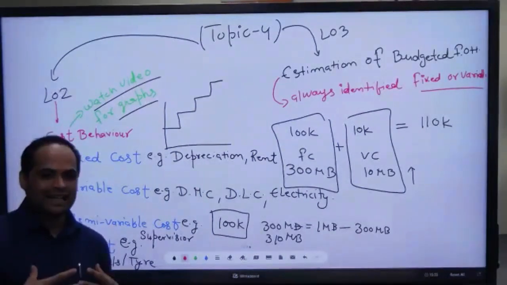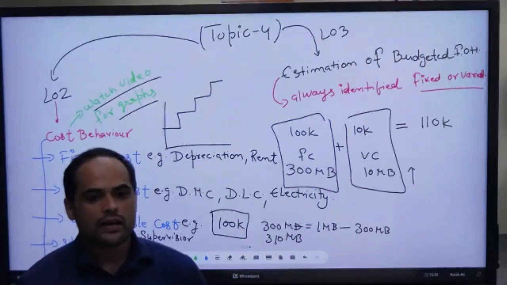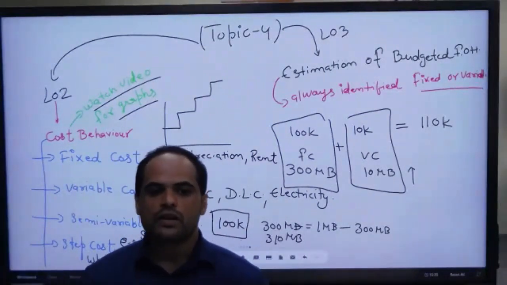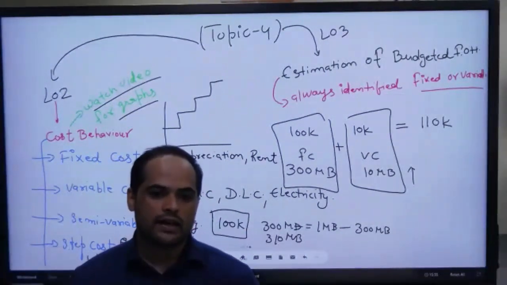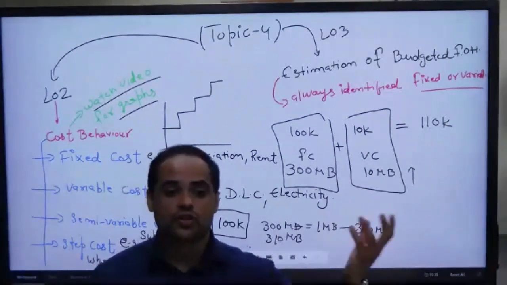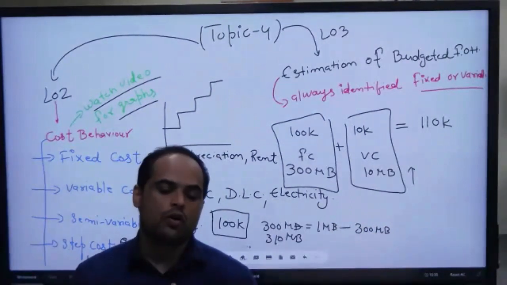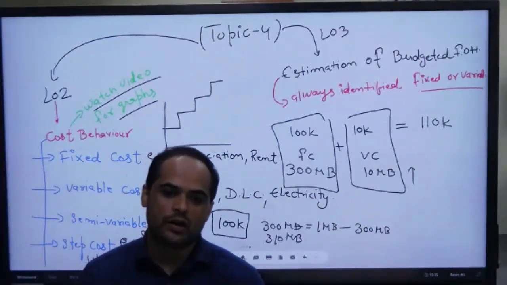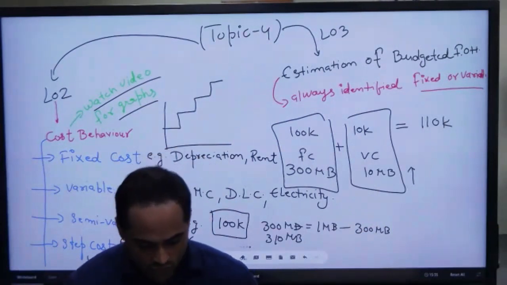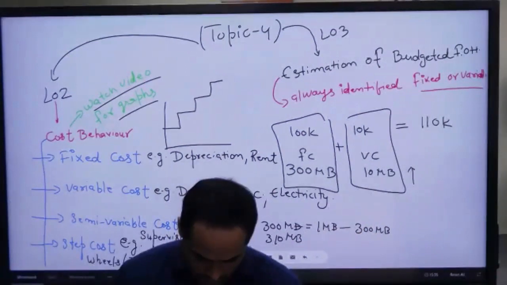All right. So the idea is that before we start producing, we have to identify in our budgets, in budgeted units, how much is fixed and how much is variable. So that's the overall idea behind your learning outcome 3. Right? So that's all for learning outcome 3. Now we move on to learning outcome 4.